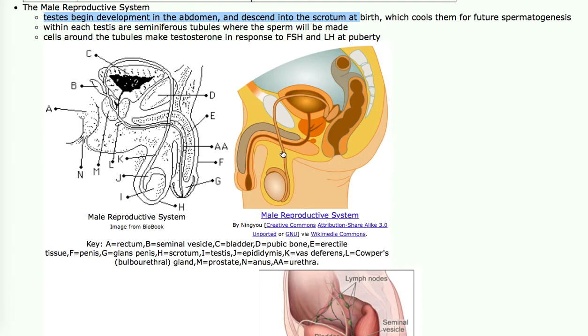The theory is that the testes like to be cooler for sperm development, or spermatogenesis. But there are mammals with their testicles inside. Whales obviously don't have their testicles hanging outside their body. That would obviously be a swimming hazard.